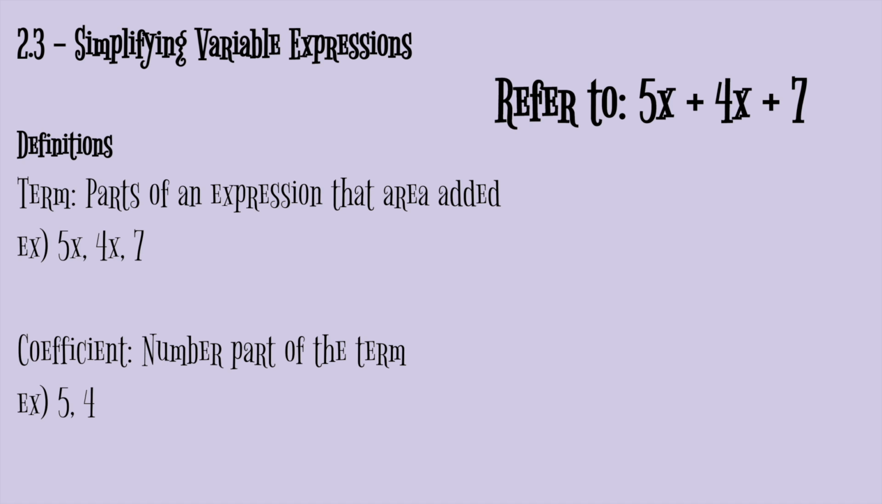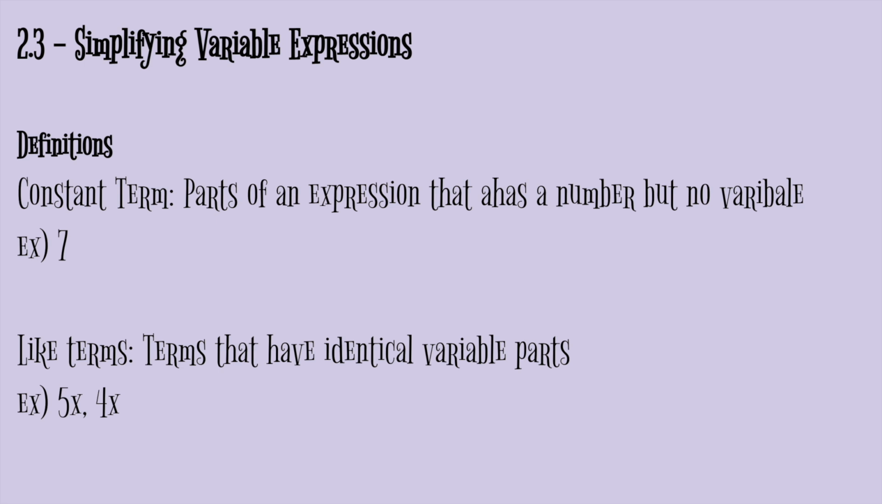First, let's define some key terms. Also refer to 5x plus 4x plus 7 for examples below. A term is part of an expression that is added. Some terms can be 5x, 4x, and 7. A coefficient is the number part of the term such as 5 and 4. Constant terms are parts of an expression that have a number but no variable such as 7. Like terms are terms that have identical variable parts like 5x and 4x for the example above.